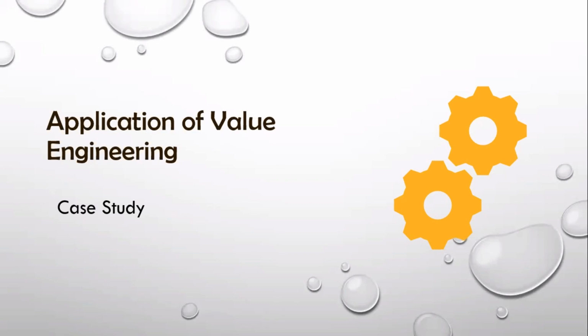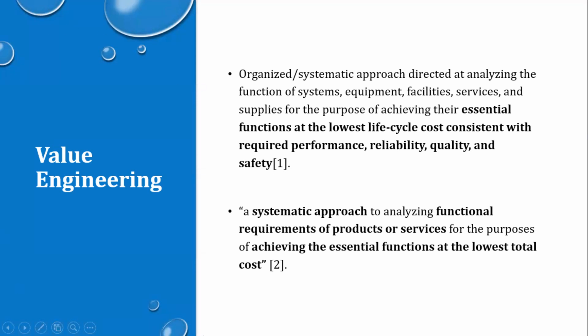Right. So, I'll share two simple case studies, not construction, but a different product application. Okay. So, this is one case study. And this is the definition, just to refresh you. It's an organized, systematic approach directed at analyzing the functions of systems, equipment, facilities, services, and supplies for the purpose of achieving their essential functions at the lowest life cycle cost, consistent with required performance, reliability, quality, and safety.